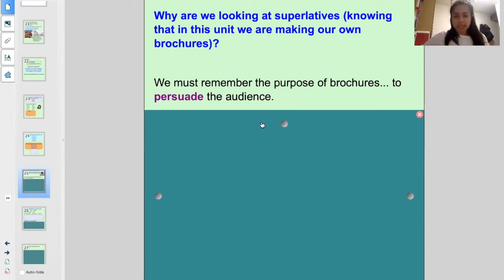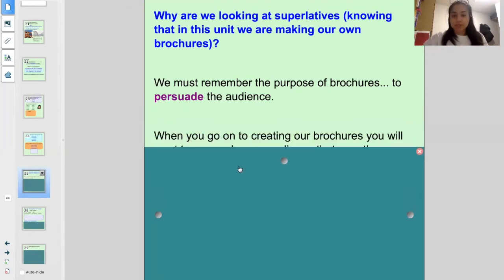Now, if you're persuading somebody, do you want to tell them that it's an okay theme park, or it's an average theme park? No, you want to tell them it's the best theme park, the most amazing theme park, that the rides are the most thrilling rides that they would ever encounter. Okay, you want to persuade your audience, and superlatives will help you to do so.